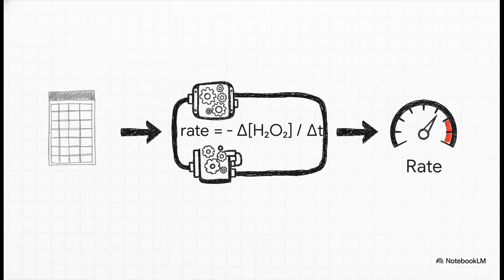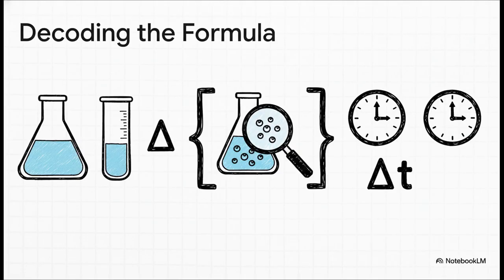Now, to turn that raw data into a specific rate, we use this handy little formula called a rate expression. I know it might look a little intense at first, but it's really just saying that the rate equals the change in the concentration of our hydrogen peroxide divided by the change in time. So let's quickly decode those symbols so we're all on the same page. That triangle is the Greek letter delta, and in science and math, it just means change in. The square brackets are chemistry shorthand for concentration of. And delta t, you can probably guess, is change in time.